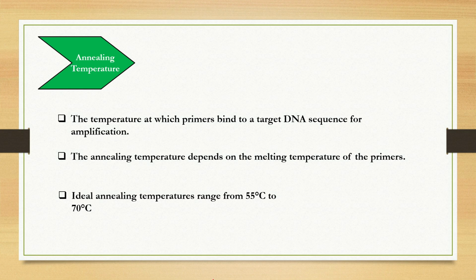The ideal annealing temperature ranges from 55 degrees Celsius to 70 degrees Celsius. These are the ideal ranges of the annealing temperature. So you have to keep all these factors in mind while preparing your primers.